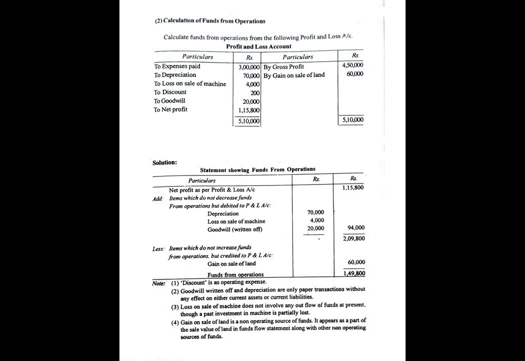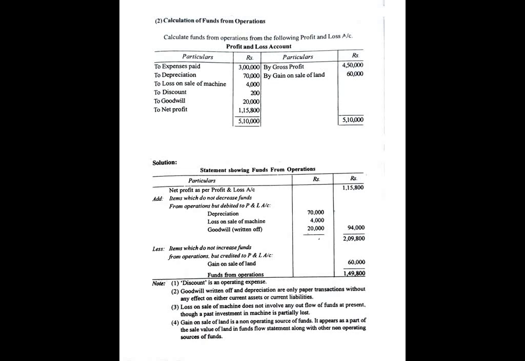So as I already told, you take net profit 1,15,800. Add items which do not decrease fund from operation but are debited to profit and loss account: depreciation 70,000, loss on sale of machine 4,000, goodwill written off 20,000. Add all these amounts, it comes to 94,000. Already we have net profit 1,15,800, then items which do not decrease the fund 94,000. Add up, it comes to 2,09,800.